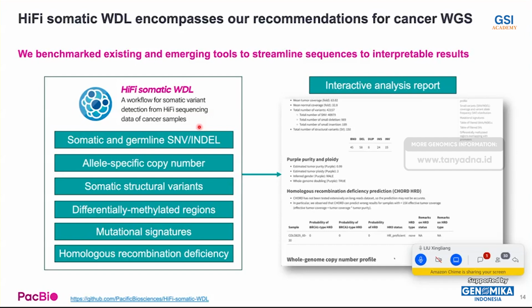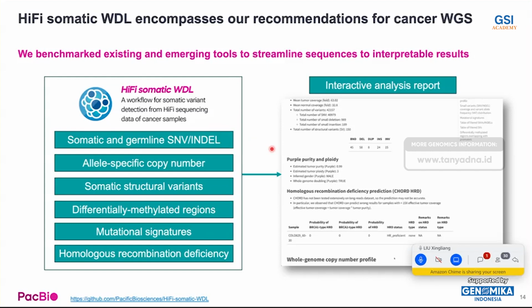So here is an overview of the pipeline. As you can see, this pipeline covers different types of variants, including small variants, large-scale structural variants, and large-scale copy number variations, and also covers methylation analysis, for example, to detect differentially methylated regions or DMRs. And this pipeline can also offer mutational signature decomposition as well as HRD prediction.